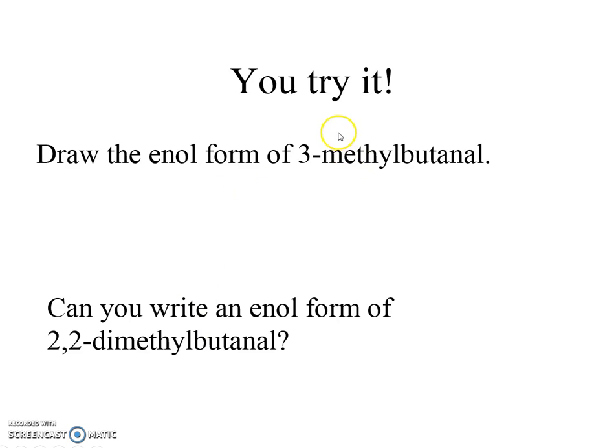To practice this, what I want you to do is draw the enol form of 3-methylbutanal. Okay, 3-methylbutanal looks like this. To draw the enol, we're going to take the proton off the alpha carbon here and put it on the oxygen and move the double bond down between these two carbons. And that is our enol.